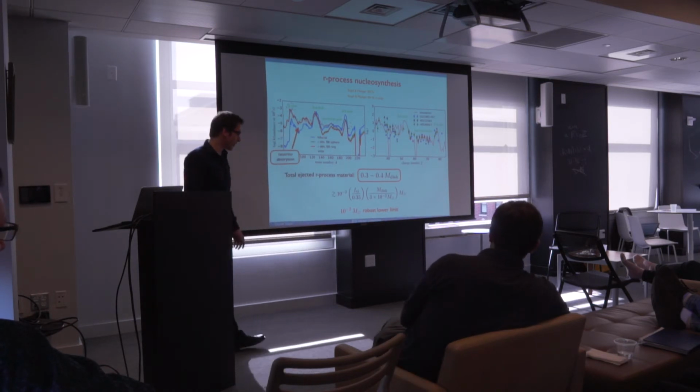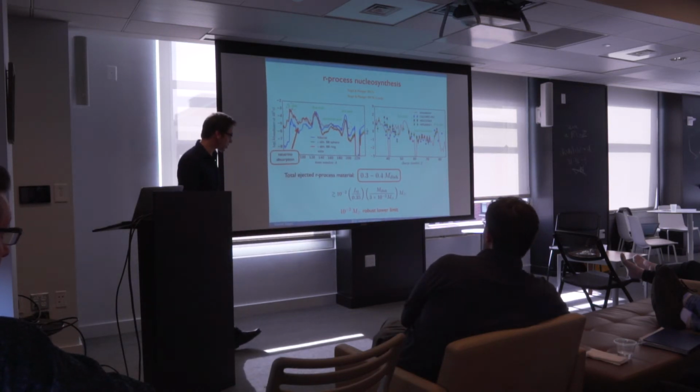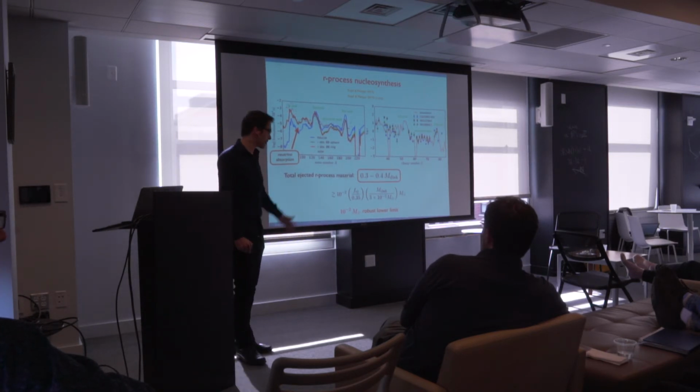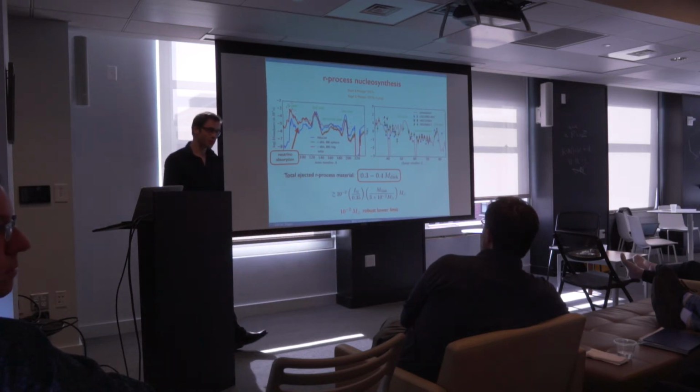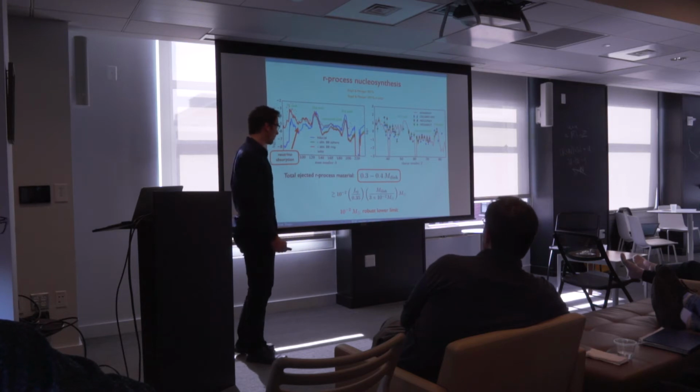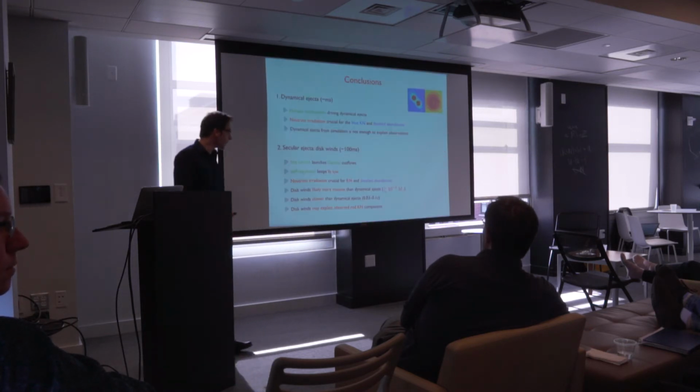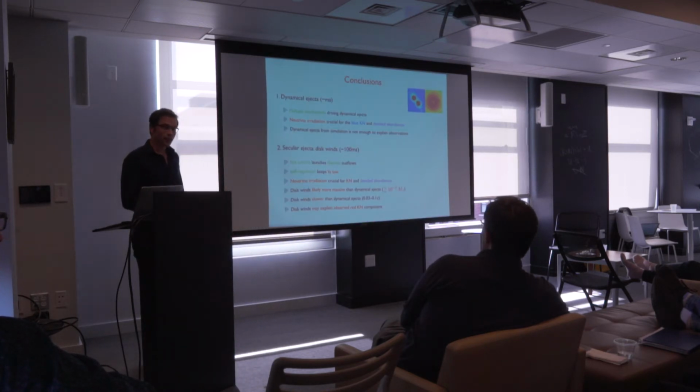So I think this essentially shows that these post-merger accretion disks can at least produce something of the order of 10 to the minus 2 solar masses of ejecta, which is exactly what you need to explain some of the observations that were made and that we are hearing about in the following talks. This brings me to the conclusions, and maybe David, you want to start with your part?